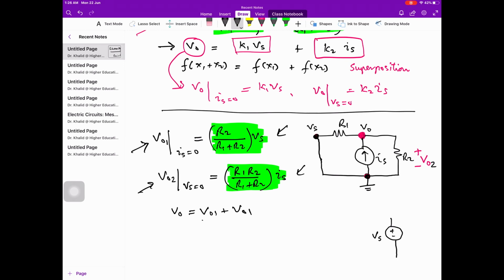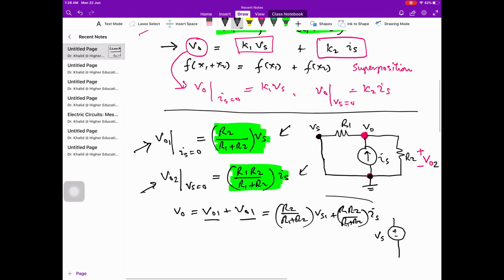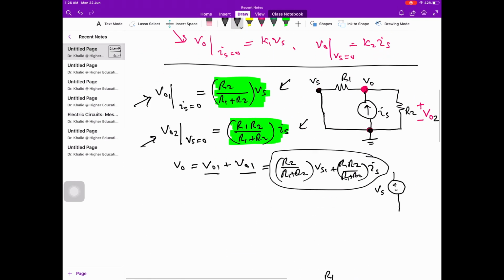Note that this is the output voltage due to the voltage source only, and this is the output voltage due to the current source only, and we add these two and it is equal to R2 divided by R1 plus R2 times Vs, plus R1 R2 divided by R1 plus R2, and this is Is, and you can compare it with the previous example.